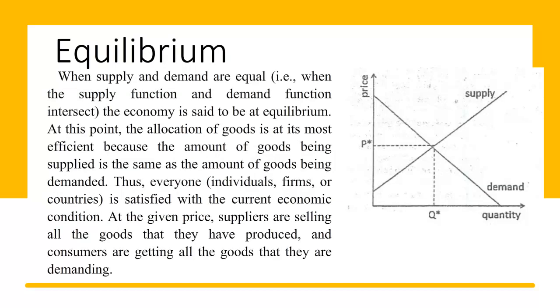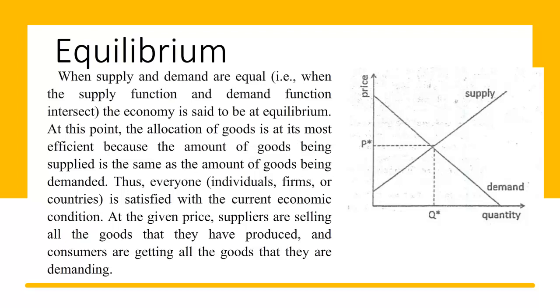Equilibrium. When supply and demand are equal, that is, when the supply function and demand function intersect, the economy is said to be at equilibrium. At this point, the allocation of goods is at its most efficient because the amount of goods being supplied is the same as the amount of goods being demanded. Thus, everyone, individuals, firms, or countries, is satisfied with the current economic condition.